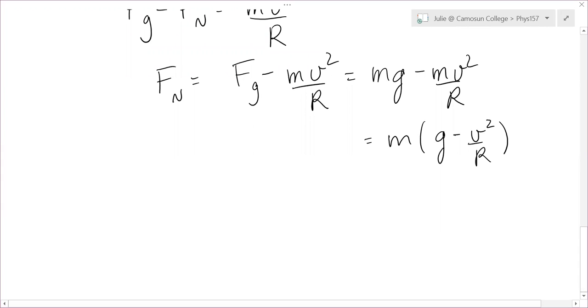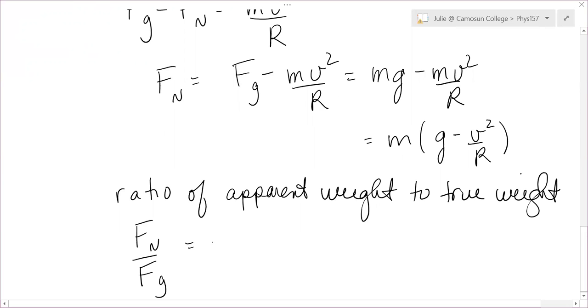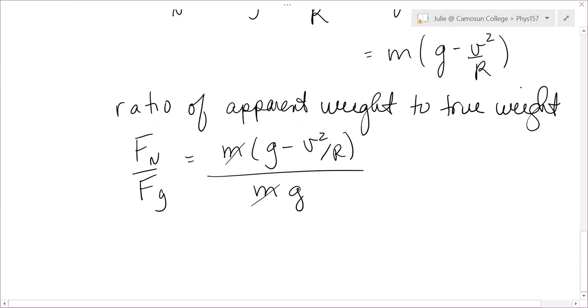And we're going to want the ratio of apparent weight to true weight. And so that would be Fn divided by Fg. And so we use that Fn up there, mg minus mv squared over r, divided by mg. And notice how the m's cancel. So even if you put in 1 kilogram, it wouldn't have mattered, or 2 or 10 or 60.